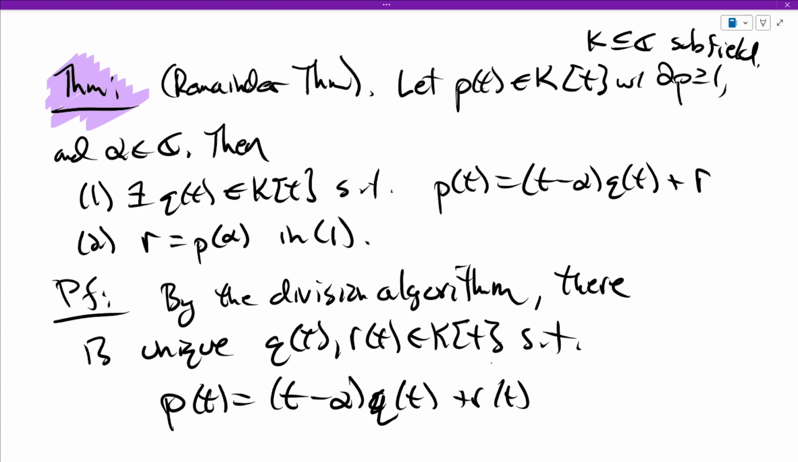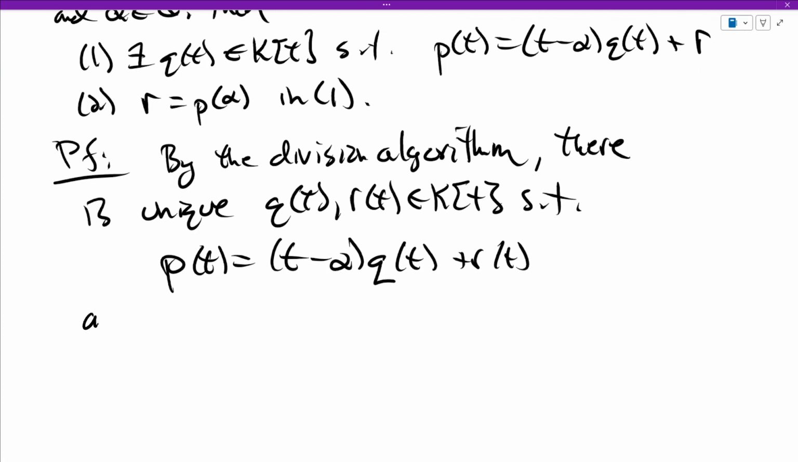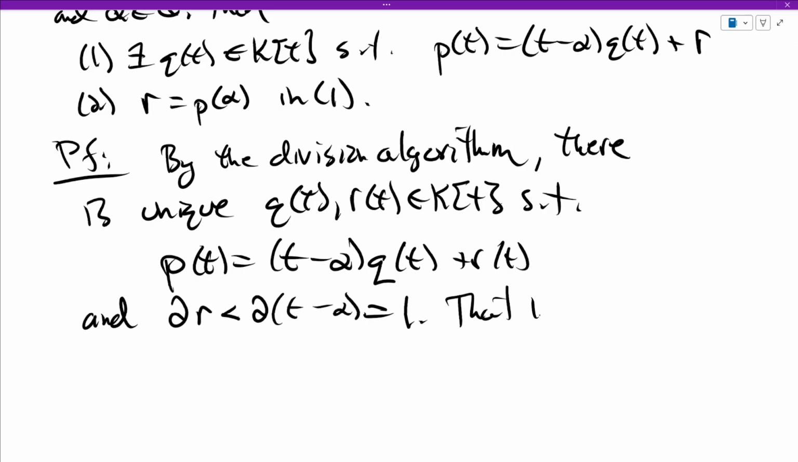Let me fix that Q. And the degree of R is less than the degree of t minus alpha, rather, not P. Oops, t minus alpha. The degree of t minus alpha is 1. So that is to say, R is a constant. So that's the proof of 1. We did it. In fact, we proved more. Q of t is actually unique.